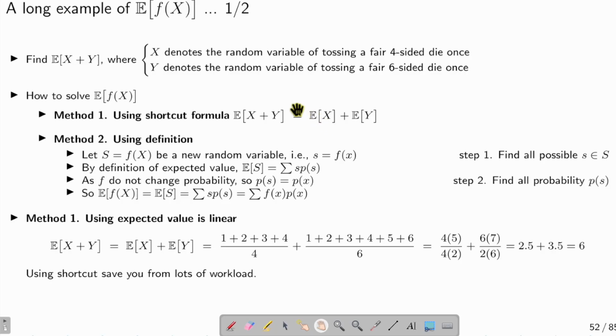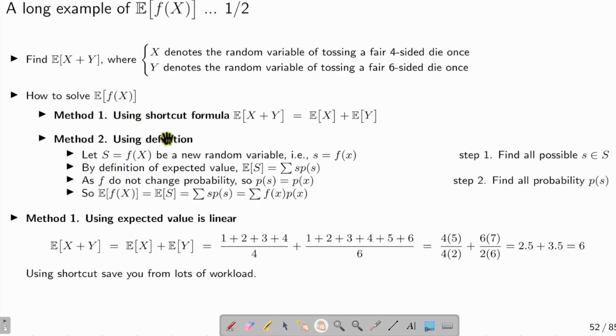Here's an example of using expected value and its properties. Suppose I want to find E[X+Y]. So the function f here is addition of two random variables X and Y. I want to find, on average, if I toss a 4-sided die and a 6-sided die, what value I should get. We can solve this problem using two methods.